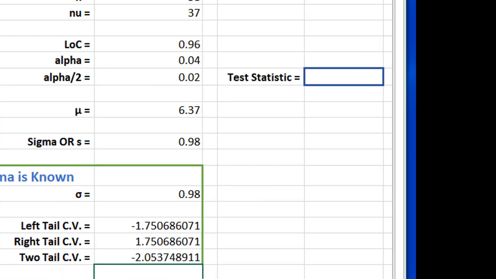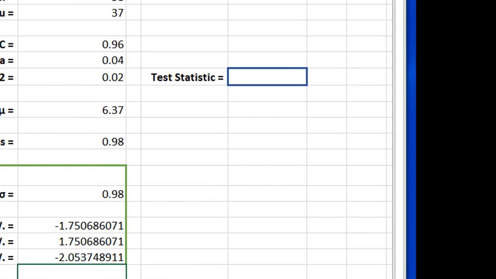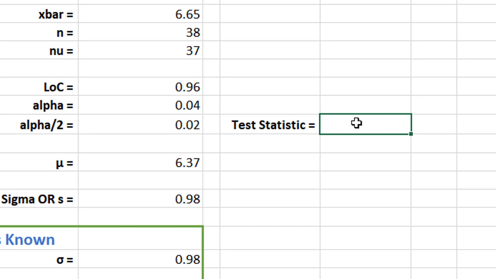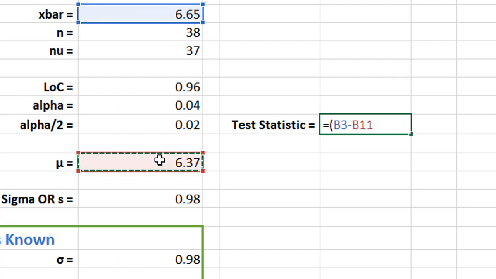Let's look at our test statistic. The formula for the test statistic calculation is shown right here. This is the one we would use because sigma is known. We take x bar minus mu in the numerator, and we divide it by sigma over the square root of n in the denominator. Let me type that in right here where it says test statistic. It will equal, open parenthesis, we take our x bar value minus my mu value.